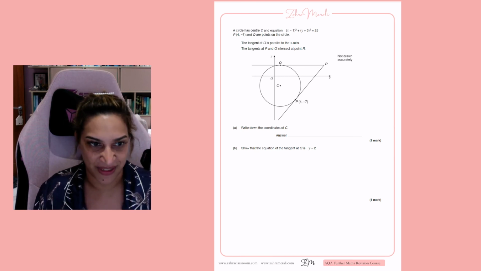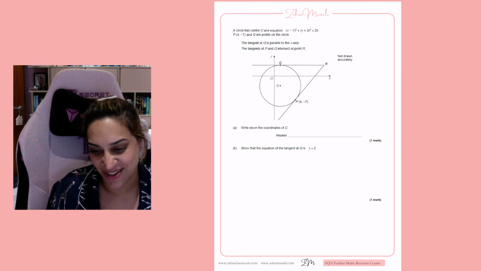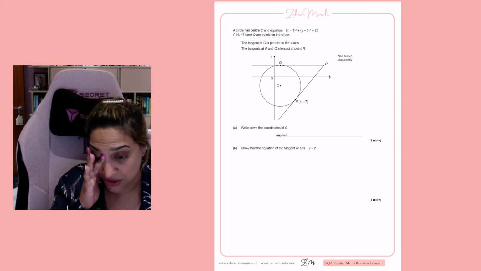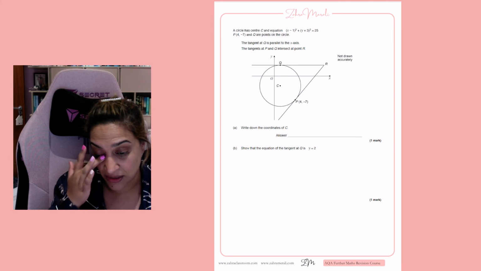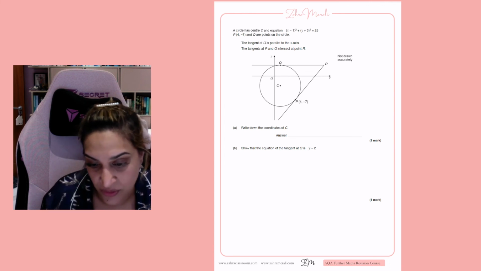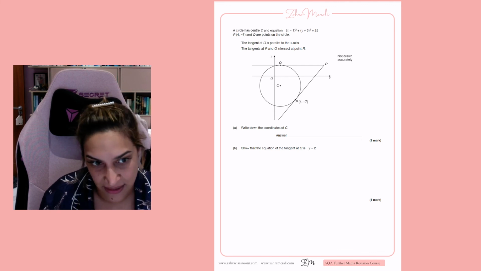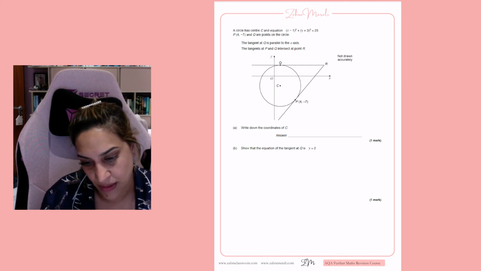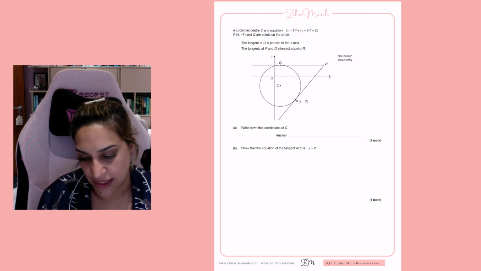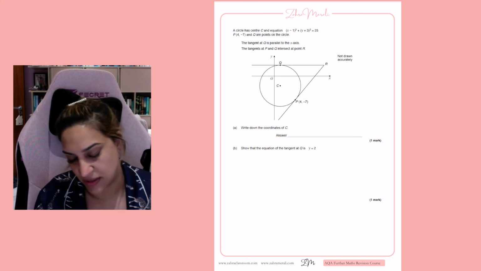So we've got another one. We've got a circle C as an equation, and P and Q are points on the circle. The tangent at Q is parallel to the x-axis. The tangent at P and Q are set. Okay, write down the coordinates of C. Okay, so that one's easy.